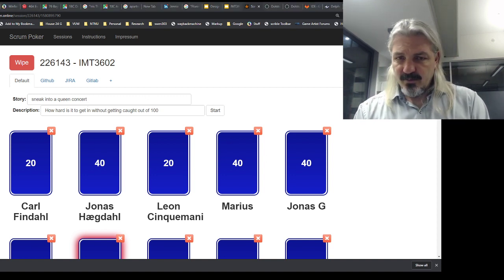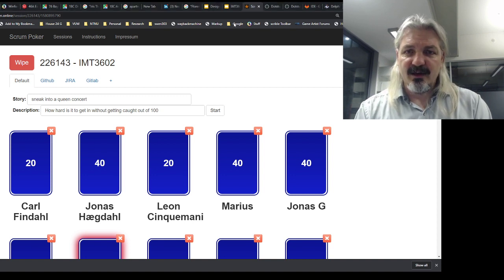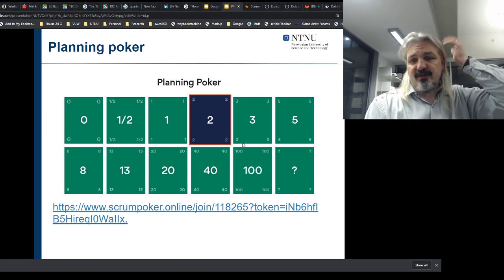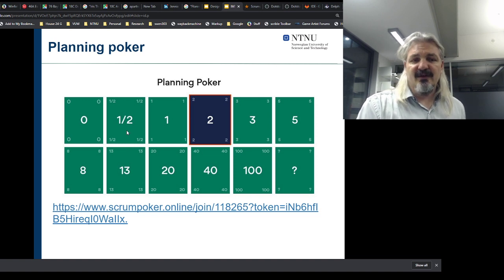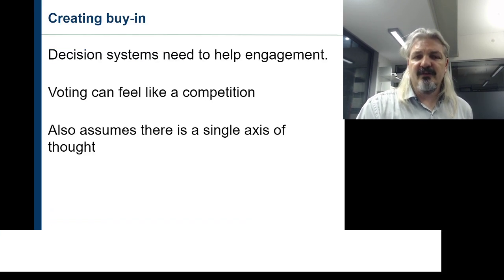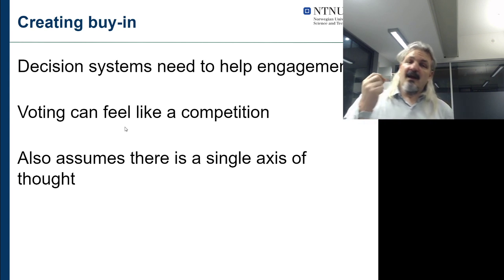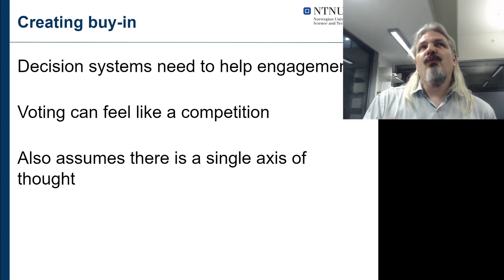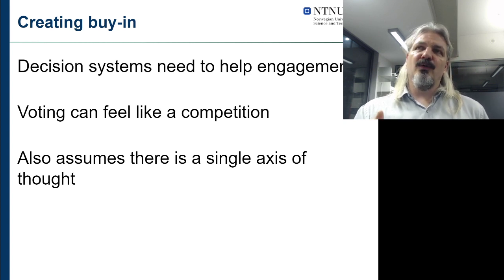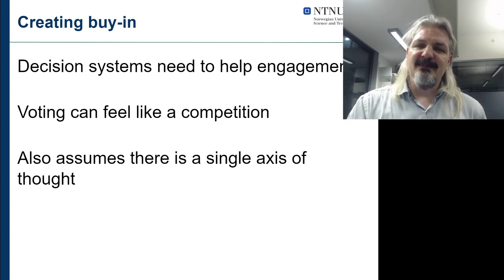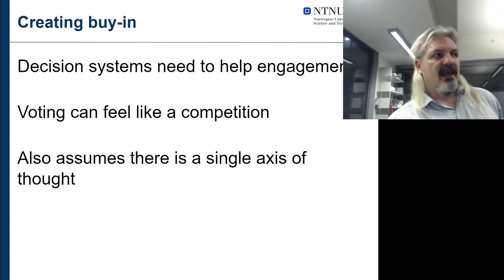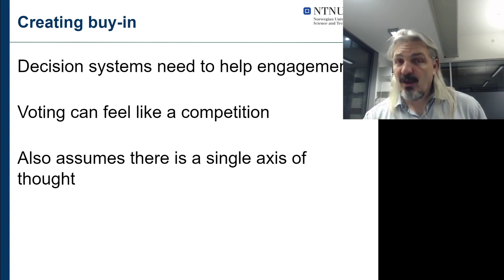Okay, so if we go back to here, we have planning poker, and here this is another system that also uses cards down to zeros and halves, right? So that's the idea of planning poker. Dot voting and planning poker are both ways also of having people see other people's choices.